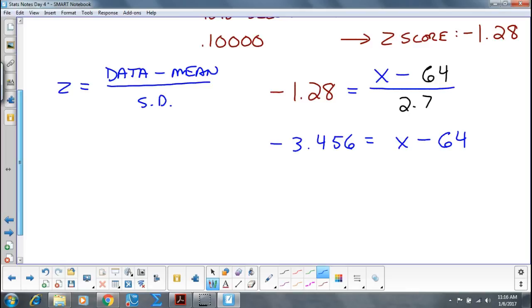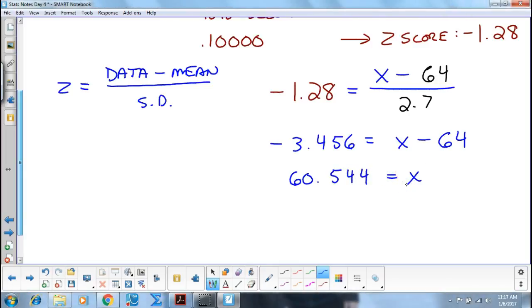Still want to solve for x. What do I do? Add 64 to both sides. So I get 60.544 equals x. So how tall is this woman? 60.544 inches. Okay? With me?